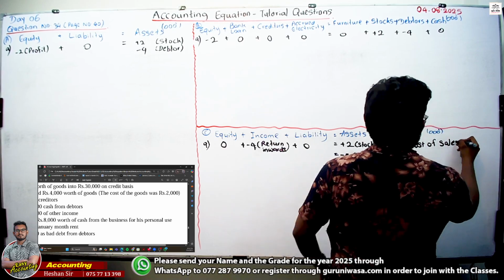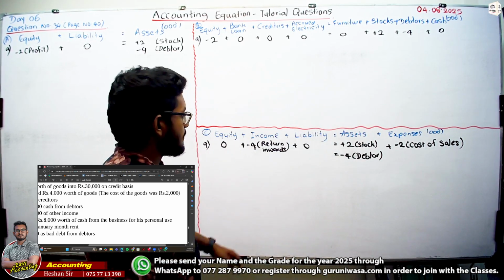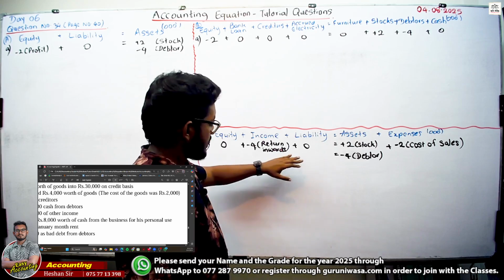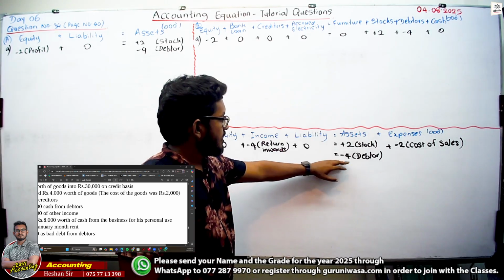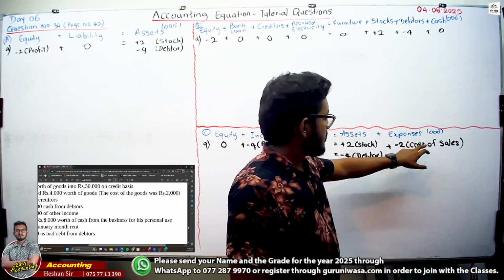That's how we have to put it. Can you hear me, guys? Right? Because we have nothing to put under liability. Income decrease, right. Asset increase.